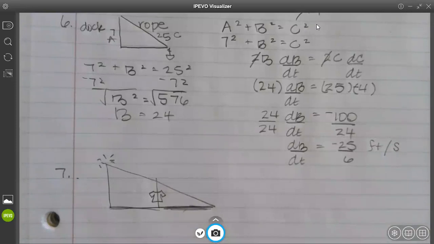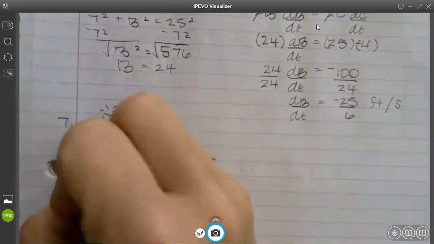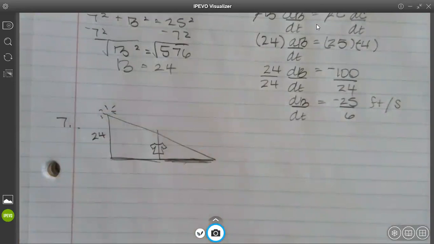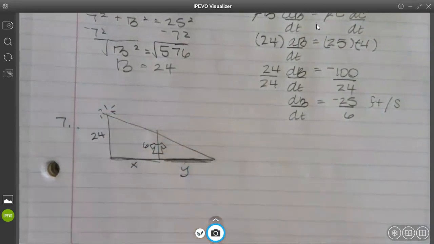So this was part of that math too. When we look at this, these are triangles. It's not a big deal. What do we know? Your light pole is 24. She's 6 feet. We don't know either one of these. These are going to be similar triangles. That means they're the same angles and they're in proportion, but they are not equal. Does everybody understand that? So we're going to set up a proportion.